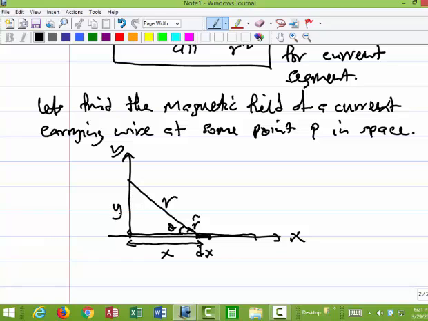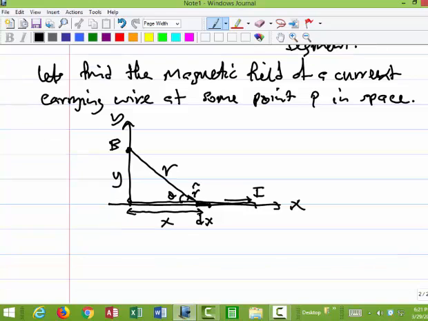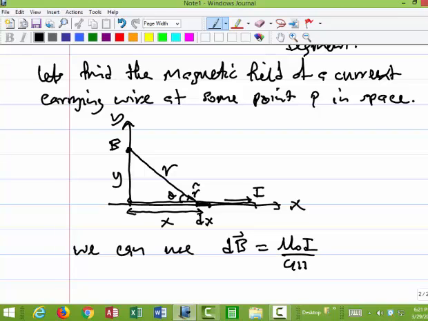Okay. So the magnetic field at this point is this way. And we have the current going in the same direction, I. By right-hand rule, the field comes out of the board over here. So we can use our formula: dB equals mu naught I over 4 pi, and then we have ds cross r hat over r squared.